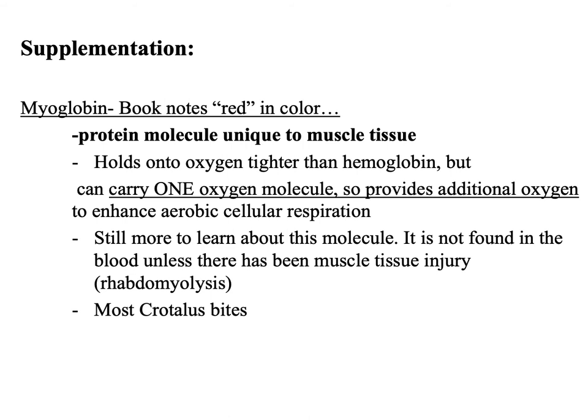All right, we have a cool molecule inside of our muscles that's only in our muscles. It's called myoglobin. This guy holds on to oxygen tighter than the hemoglobin. He can only carry one oxygen molecule, but he offers a little additional oxygen to help that mitochondria out. There's a lot that we have to learn about this molecule still.